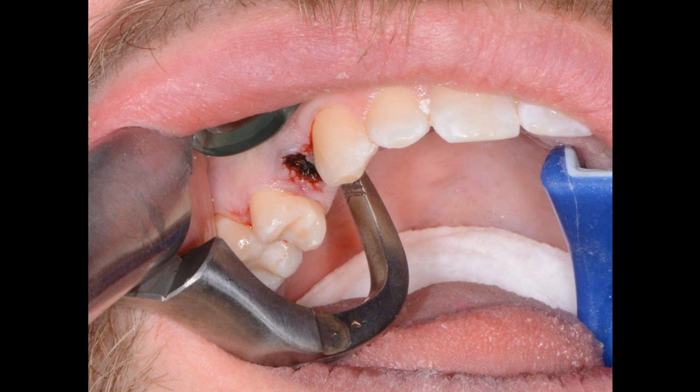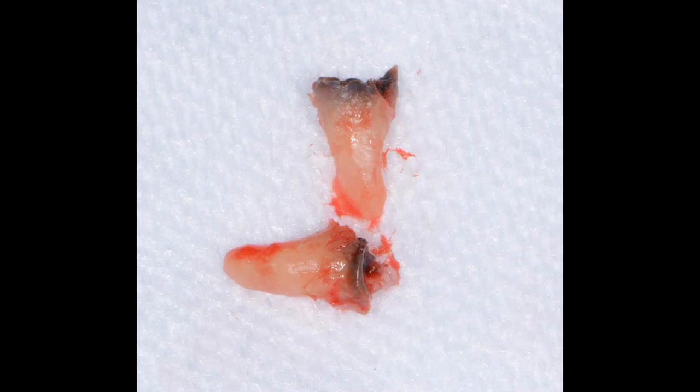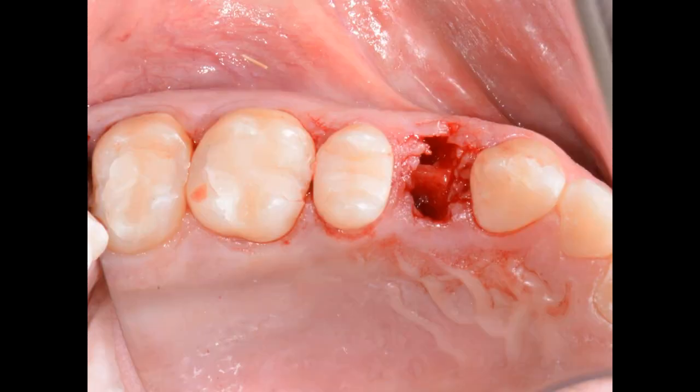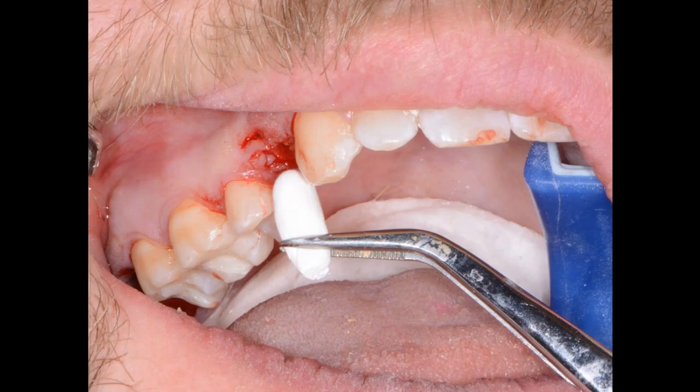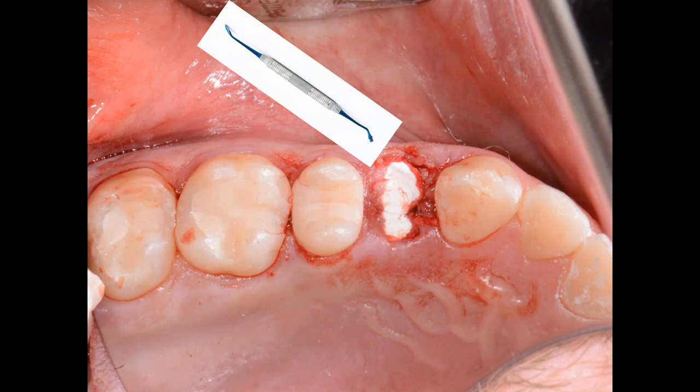We're not going to squeeze hard. We're going to squeeze just enough that the forceps don't open as we rotate this root out. And notice there were two roots, so we treated them individually. Notice the socket is intact, and it's a four-wall socket. Here we have the slim, so we cut it into two. We can position that, pack that in, and suture it into place.